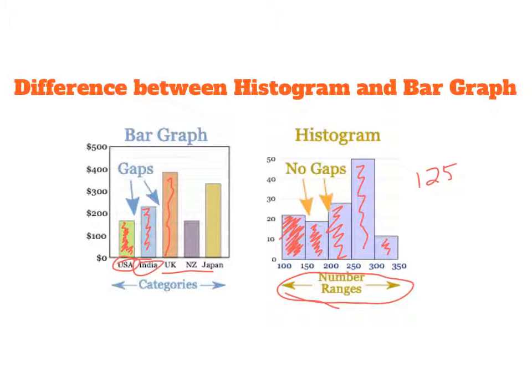So bar graphs give us more of a specific answer to certain ones. So if we want to know just USA, we can look there, just India, so on and so forth. But a histogram only gives us how much are in a certain number range. Okay, we cannot figure out for a specific number.